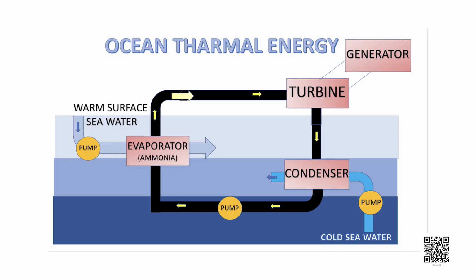The warm surface water is used to boil a volatile liquid like ammonia. The vapors of the liquid are then used to run the turbine of the generator. The cold water from the depth of the ocean is pumped up and condenses the vapor again into liquid. This process is repeated and electricity is generated using the temperature difference between the depths of the ocean.